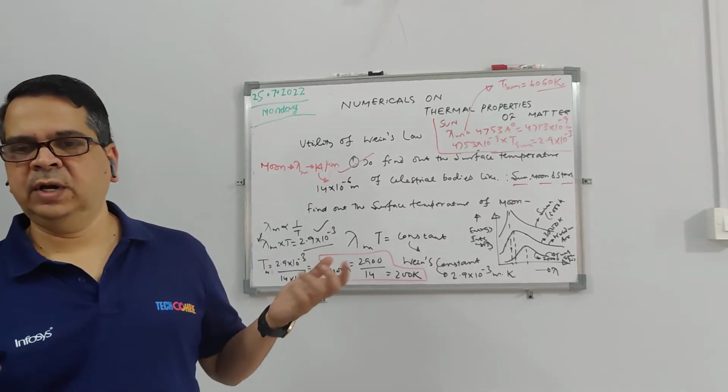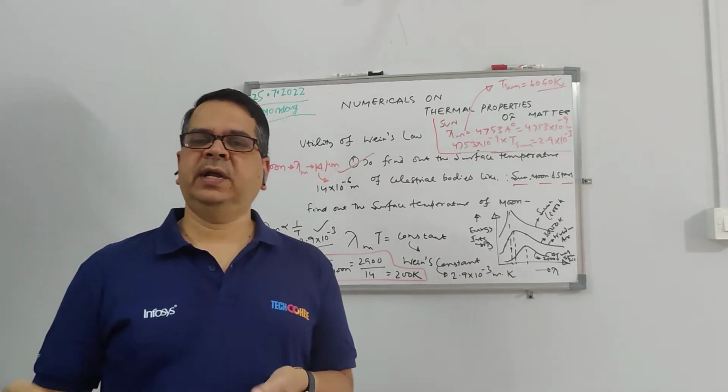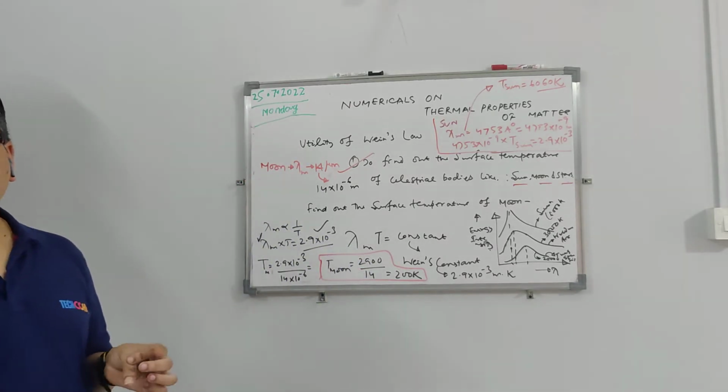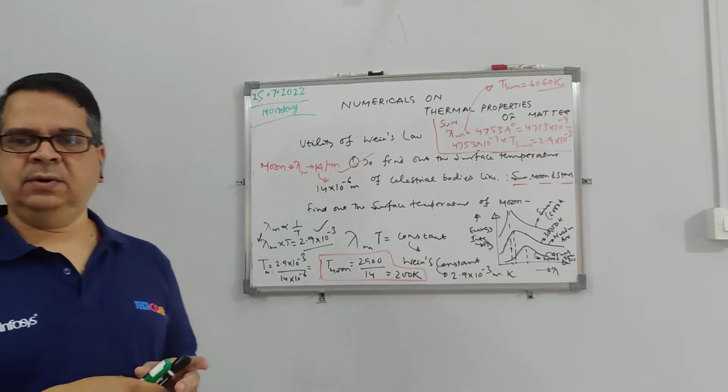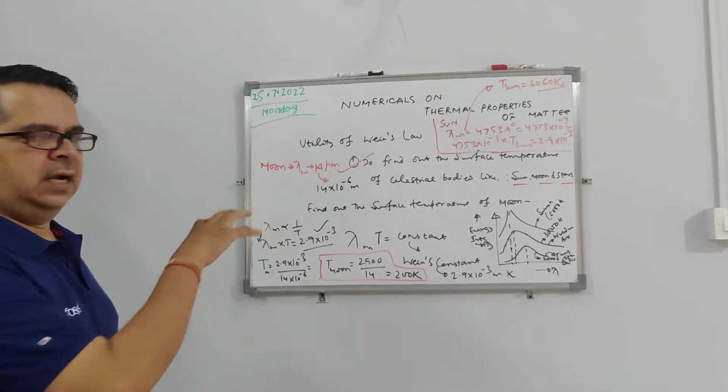like the sun, moon or any other star, because we know Wien's constant. If we can get the wavelength at which the intensity of radiation is highest, then using that wavelength you can find out the temperature of the body. So these are all related to radiation.